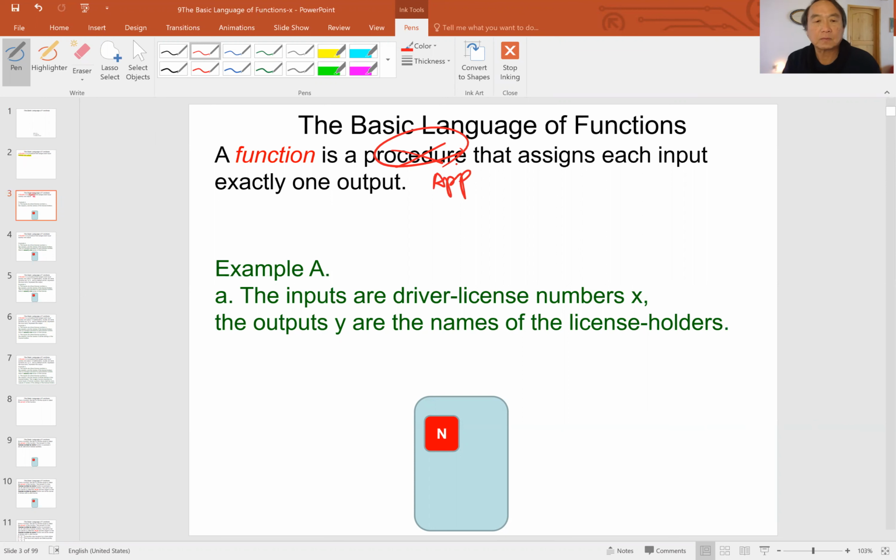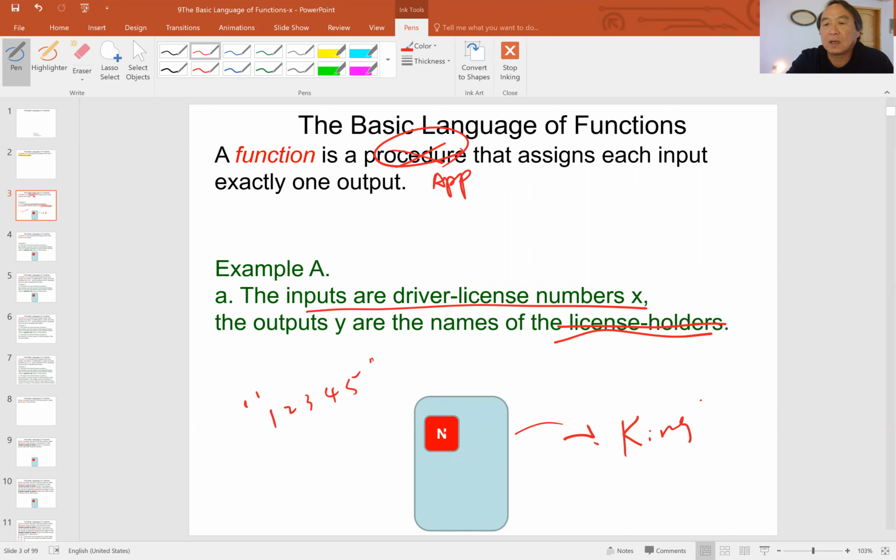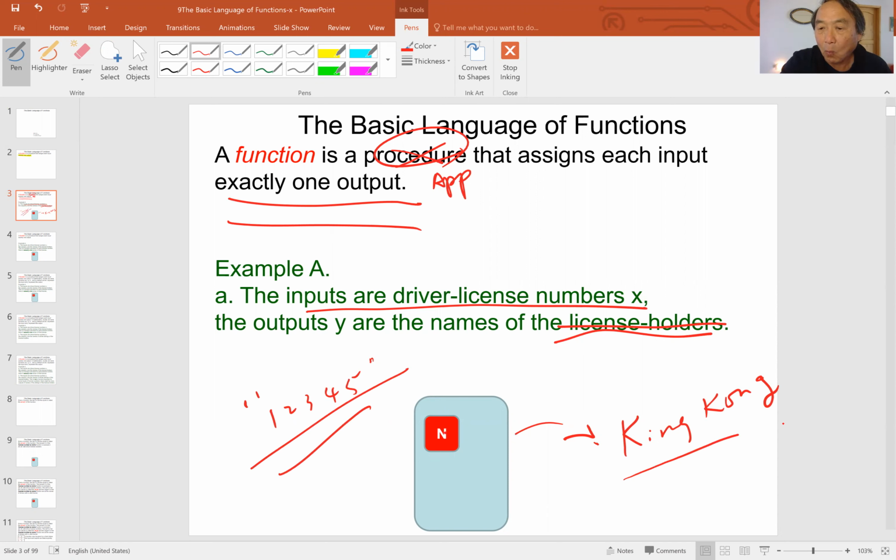Okay, so here's an example. Here is what this app will do. You open the app and it will ask you for a driver's license number. So you type a driver's license number, 1, 2, 3, 4, 5, and you punch it, and it will produce an output and tell you who is the license holder. So in this case, maybe King Kong or something like that. So one valid input produces exactly one output.